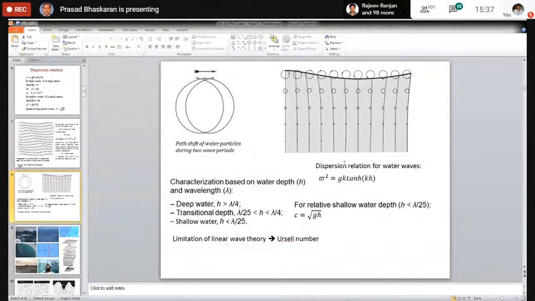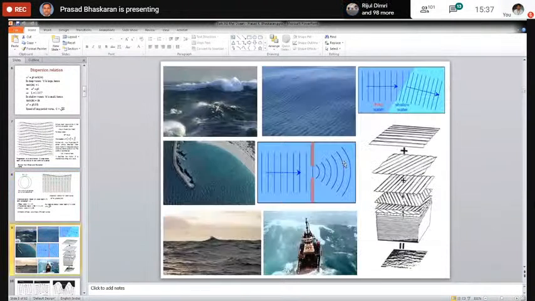Now, suppose your linear wave theory cannot be used, then what else can be done? For that, there is a different type of theory which is called the Korteweg-de Vries equation. It is also popularly called the Boussinesq equation. This equation has come from the classical paper of Stokes, 1847. So these are some of the popular theories that we have to understand the wave process.